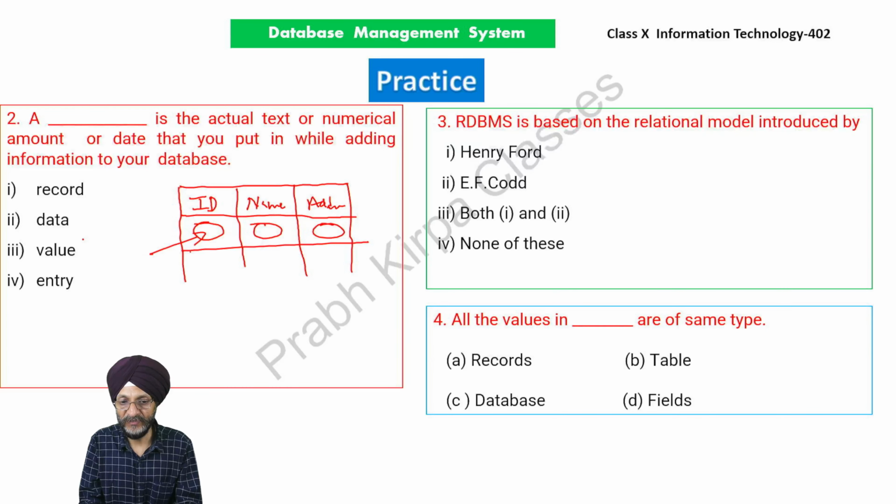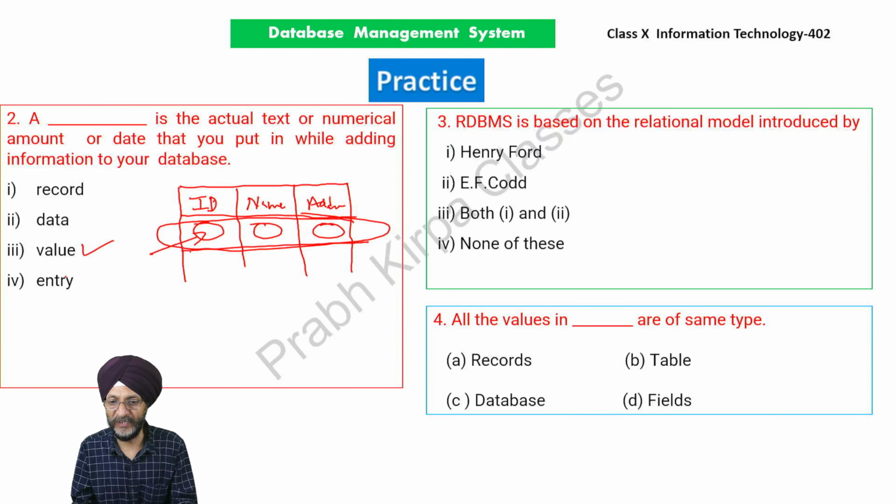So answer is value. Record is what? This is all called, all the row is called record. Data is all the data which we have mentioned, ID, name, values, all this is called data. Entries, anything which we enter, suppose a simple item is entered in any form, it is called entry. So for the purpose of DBMS, it is called value.